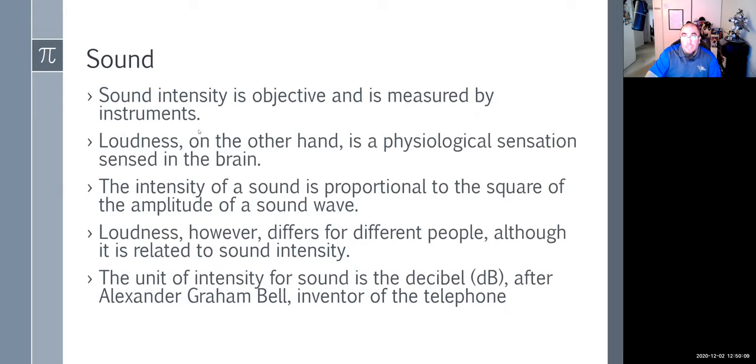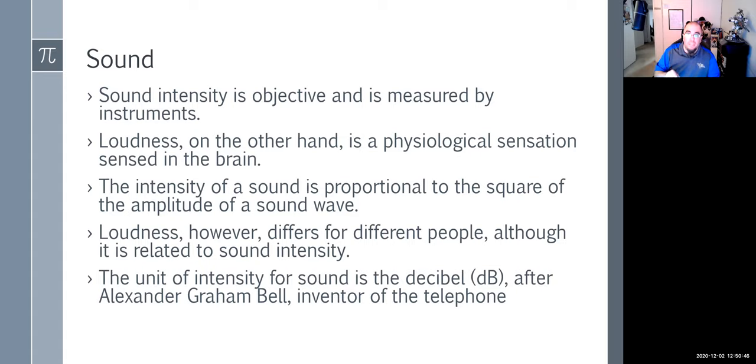So sound intensity is objective, right? We talked about pitch being subjective, but intensity is definitely objective. Loudness is a physiological sensation in the brain. So something may be very loud to you, but maybe not so loud to somebody else. That is a subjective sensation based upon the person, right? Some people definitely can't handle heavy metal music. For me, it's relaxing. The loudness for that to some people is just too much.